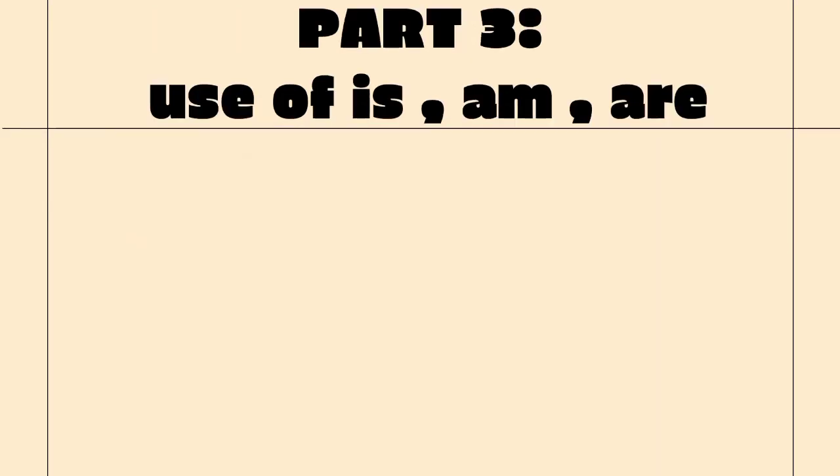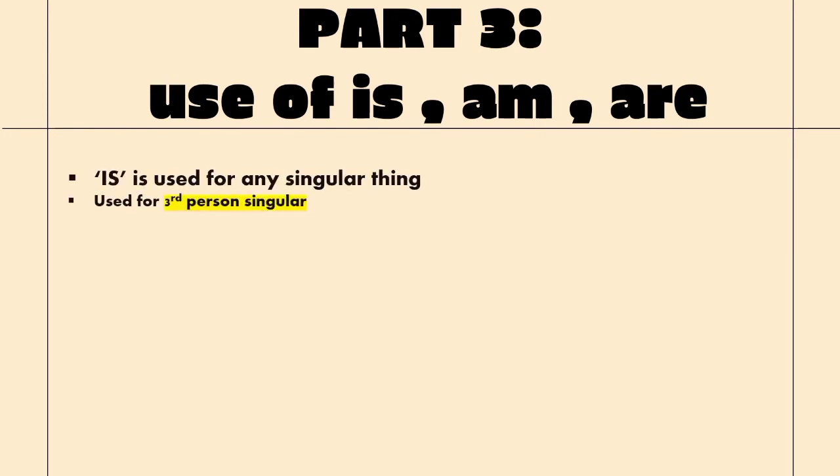Now moving ahead, we'll discuss the use of helping verbs. First is is, am, are. So is is used for any singular thing. Basically talking about personal pronouns, is is used for third person singular. What are third person singular? I hope you remember third person singular are he, she, ignore my writing, it.